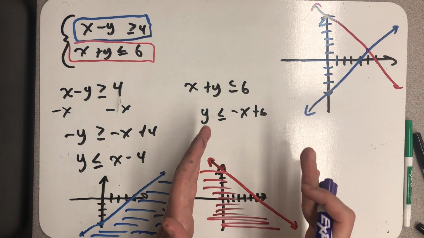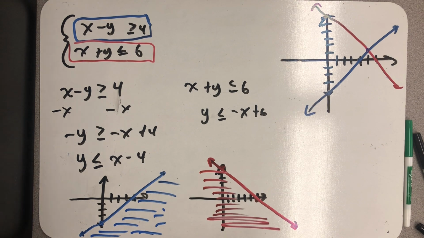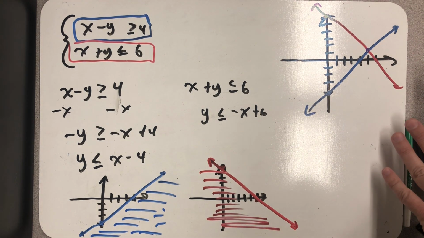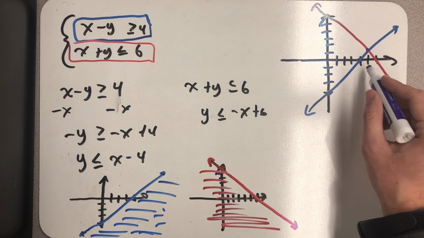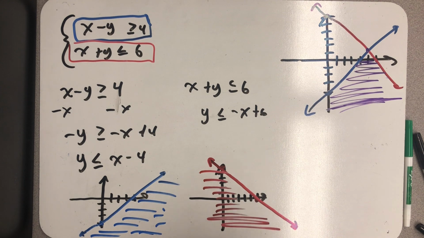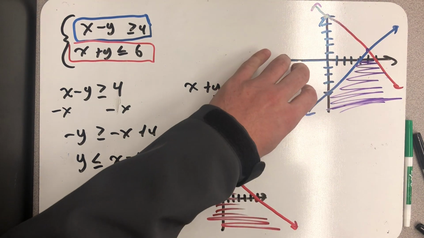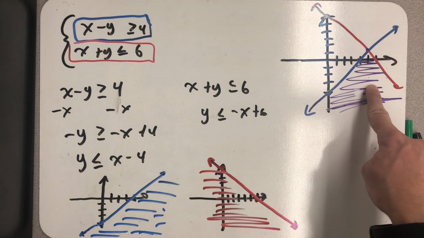So I like to imagine I set this one right on top of this one. And if I thought about it, well, this side of the blue line is shaded blue, and this side of the red line is shaded red. And so if I lay them on top, this is the region that would turn purple, right? Because this part's shaded red, this part's shaded blue, but this is the region that's shaded both red and blue.